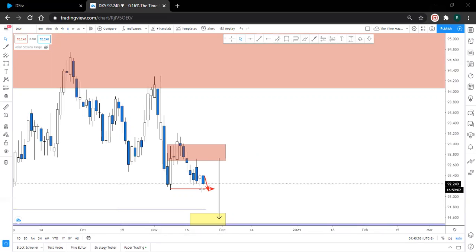So I will be expecting to see price continue down into around this area down in here, and then perhaps pull back to do a retest in this area before continuing back down again into that area, right? So that's what I'm looking at on the dollar index, right?